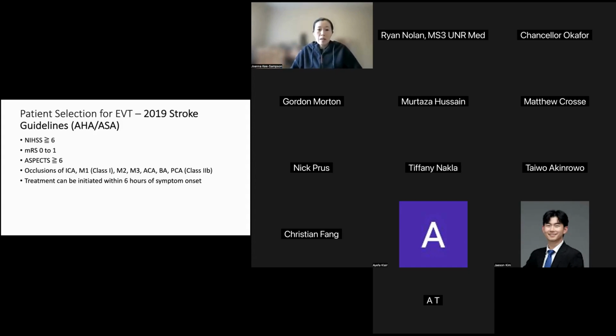Their baseline functional status should be 0 to 1, so a fairly normal functional baseline. The ASPECT score on the CT should be greater than or equal to 6, meaning they do not have extremely large areas of completed infarct, and there are potentially areas of salvageable tissue worth taking them for a thrombectomy. And they have occlusions of the ICA or large or medium-sized vessels, and treatment can be initiated within 6 hours of symptom onset.